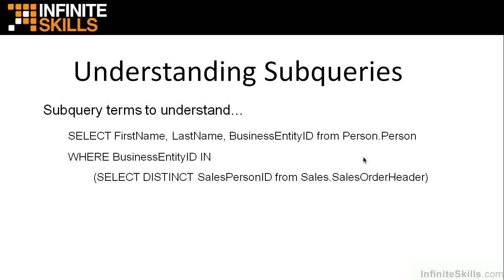But instead of putting a list of literal IDs out here, we're going to generate those as the result set of a query. So notice in parentheses, we're going to execute a query here to load the list for this IN keyword. SELECT DISTINCT SalesPersonID FROM Sales.SalesOrderHeader. Well, if you look at these tables in the diagramming tool out there, you will notice that the SalesPersonID is the same number that's being used for BusinessEntityID in another table.